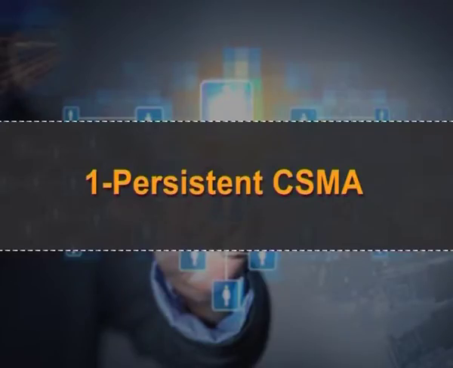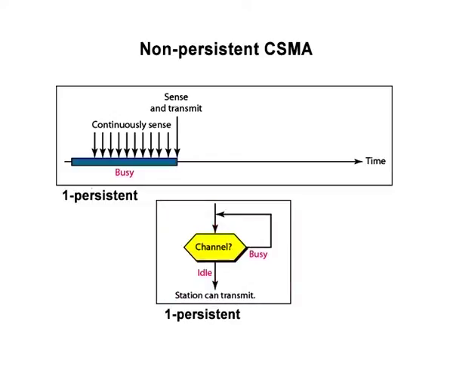Next is one persistent CSMA. One persistent CSMA is an aggressive transmission algorithm. When the transmitting station is ready to transmit data, it senses the medium for idle or busy. If the medium is idle, then it transmits the data immediately. But if the medium is busy, then the station senses the medium continuously until it becomes idle. Then it transmits the message unconditionally, that is with probability equals to 1.